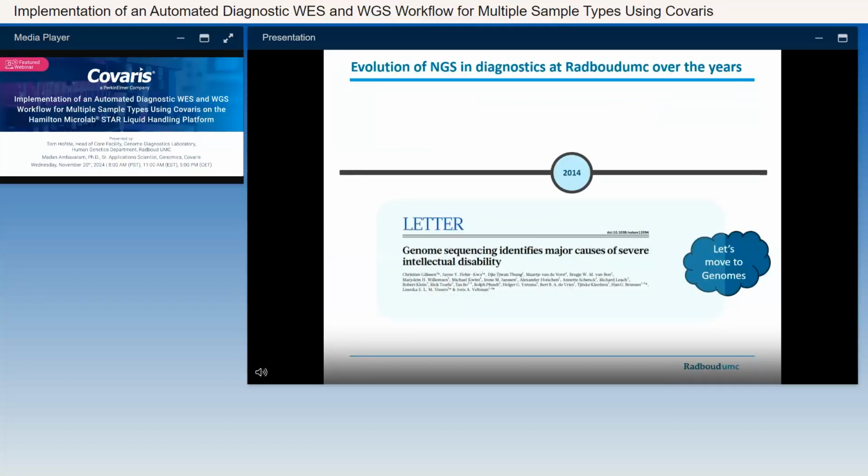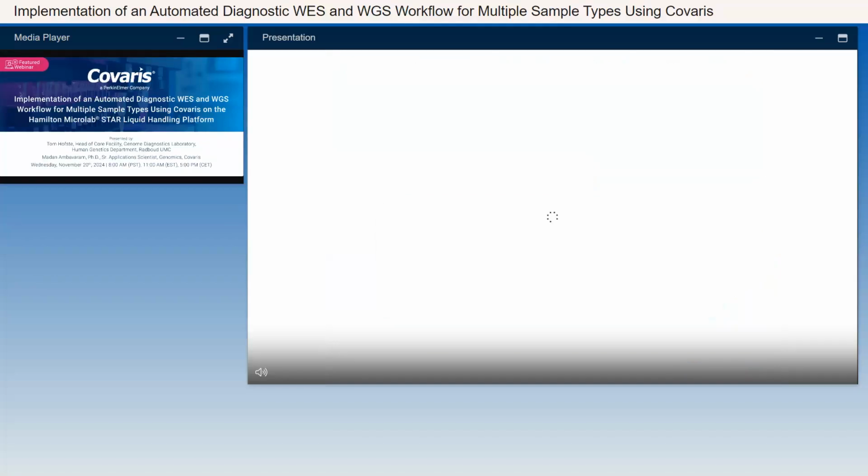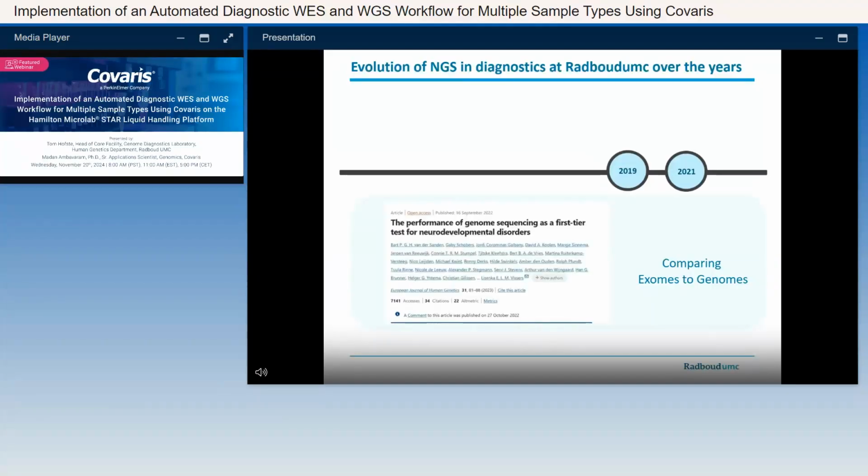In 2014, we already had a look at genomes, and at that point, genomes were quite expensive because it's 10 years ago, but we mentioned then already, let's move to the genomes. But that took a while, and in the first comparison we did from 2019 until 2021, we compared the exomes and the genomes with each other to see if it's possible to use the genome sequencing as first tier test for specific disorders.